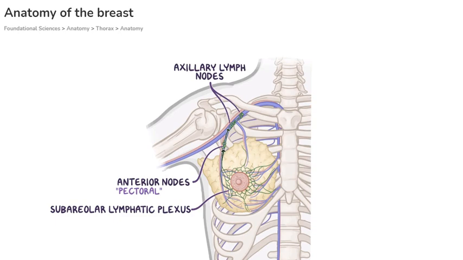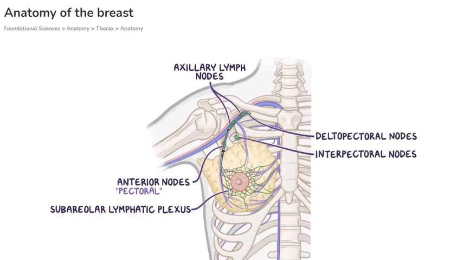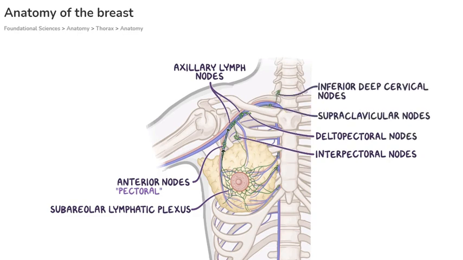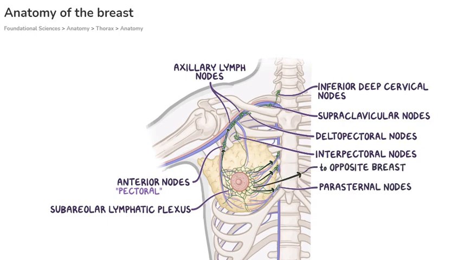Some lymph may drain directly to other axillary nodes, or even to interpectoral, deltopectoral, supraclavicular, or inferior deep cervical nodes. The remaining lymph, especially from the medial breast quadrants, drains to the peristernal lymph nodes or to the opposite breast. Lymph from the inferior quadrants may pass to abdominal lymph nodes, specifically to the subdiaphragmatic inferior phrenic lymph nodes.